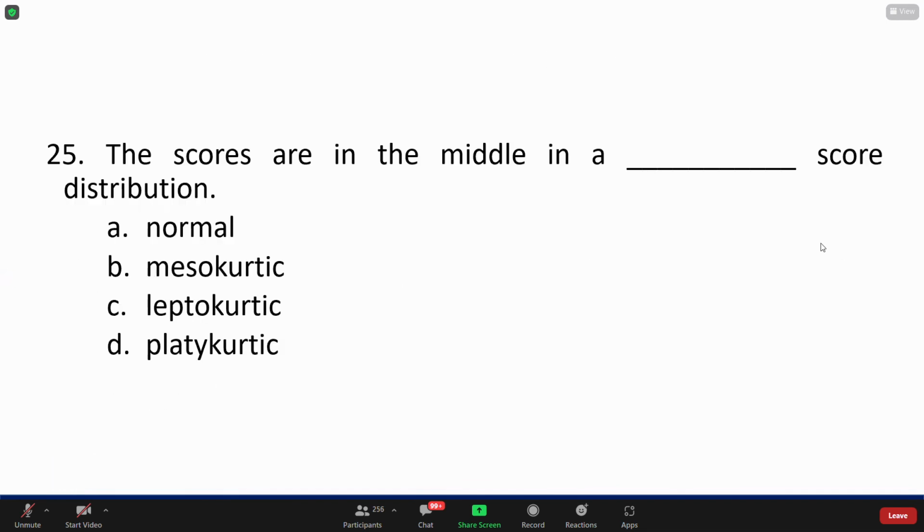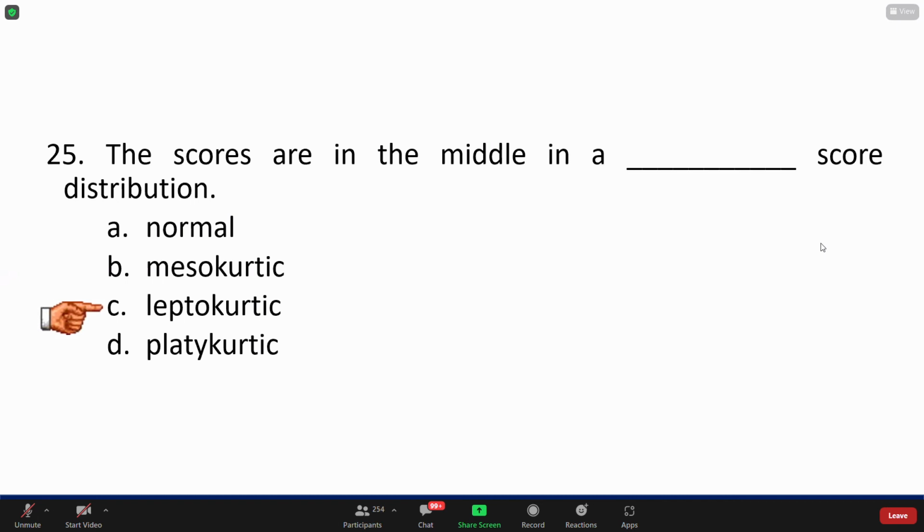Number 25. Number 25, would like to read an answer? Gusto ko may iba naman. Sige, can we hear it from John Paulo Tenorio? Good afternoon po, sir. Good afternoon. Number 25. The scores are in the middle in blank score distribution. Letter A, normal. Letter B, mesocortic. Letter C, leptocortic. Letter D, platycortic. My answer is letter A, normal. Is it normal? Actually, leptocortic.